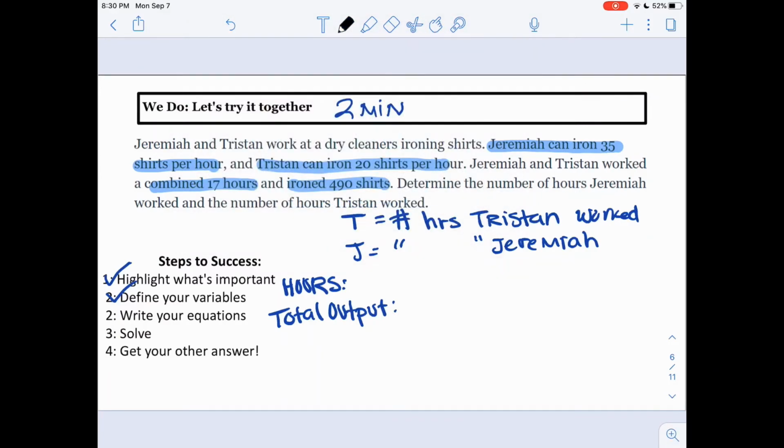You should have written an equation that says number of hours Tristan worked plus the number of hours Jeremiah worked equaled 17. And you should have written another equation that says 20 times the number of hours Tristan works plus 35 shirts times the number of hours Jeremiah works equals 490.